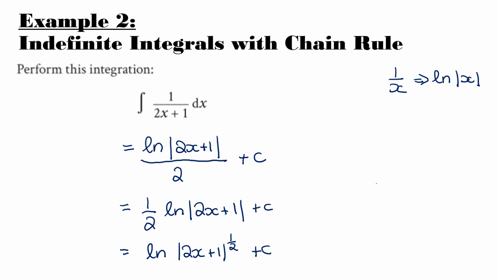So that's one of our rules of logs, and that can even go a step further and be ln of the square root of 2x plus 1. Those absolute value signs mean that if x were some big negative number, we still have a positive number in that square root, and we have plus c.